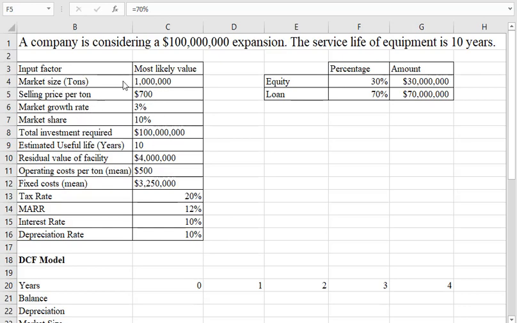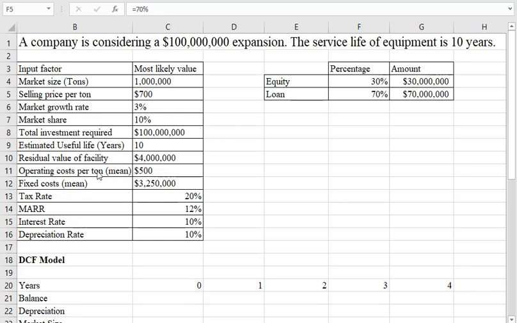The market size of the product is 1 million tons, and the selling price per ton of the product is $700. Similarly, the market grows by 3% every year, and we only have a 10% share in the market, that is 10% of the total market size. The total investment required for the expansion is $100 million. The estimated useful life of the equipment is 10 years. The residual value of the facility after 10 years is $4 million.